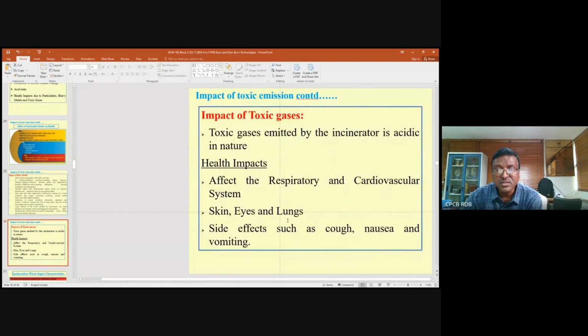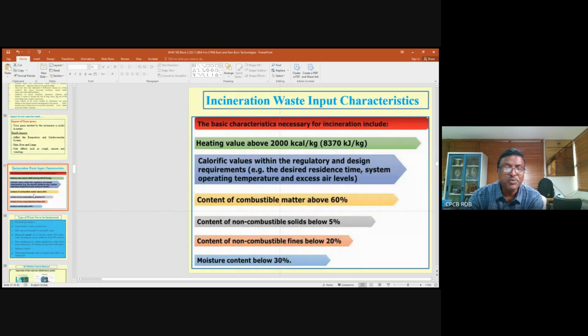Impact of toxic gases. Toxic gases emitted by the incinerator are acidic in nature and generally affect the respiratory and cardiovascular system, skin, eyes, and lungs. Side effects include cough, nausea, and vomiting. Therefore, knowing these problems, nowadays we are going for non-incineration, non-combustion processes. Of course, we will come to know about that afterwards.